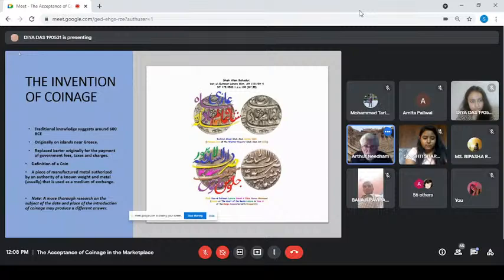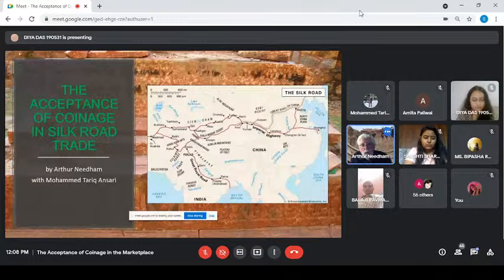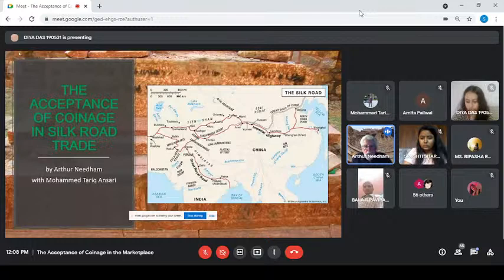That's the one. The acceptance of coinage in Silk Road trade. Now, as I said, this perhaps sounds a little bit odd because we should be talking about the subcontinent. But if we have a look at this particular map, which I've taken from the Encyclopedia Britannica, coming down through the north, through Taxila, right the way to the Bay of Bengal is what they call here the Great Royal Road, although we were taught it was the Grand Trunk Road.